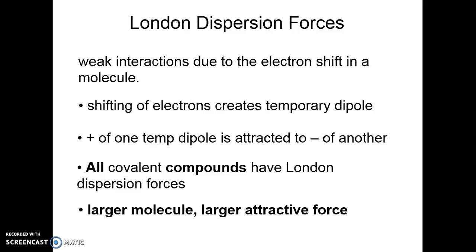Anything that has electrons and protons has this London dispersion force, because all covalent compounds have protons and electrons. All of them are going to have London dispersion forces. And because the bigger a molecule, the greater mass it has, the more electrons and protons that it has, then the larger the molecule, the bigger the attractive force between the molecules due to the London dispersion forces.